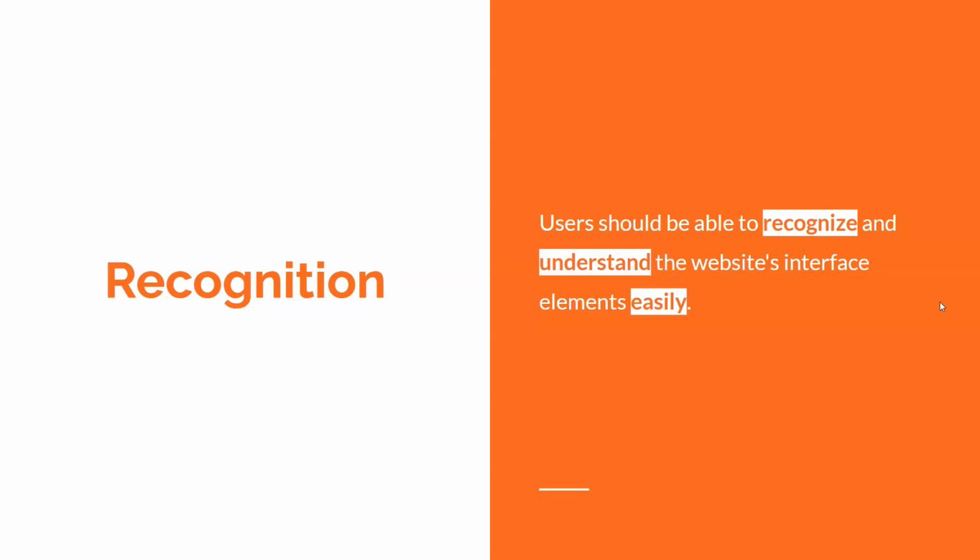Next is recognition. Here, users should be able to recognize and understand the website's interface elements easily. So here, basically, it is about making things on your website look familiar. So you want to use common symbols, buttons, and menus that people are used to seeing. It's like using signs and symbols that people instantly understand, so they know how to navigate your website without getting confused.